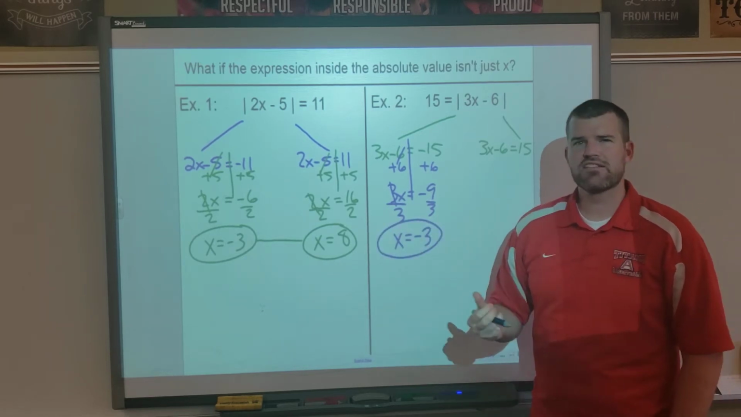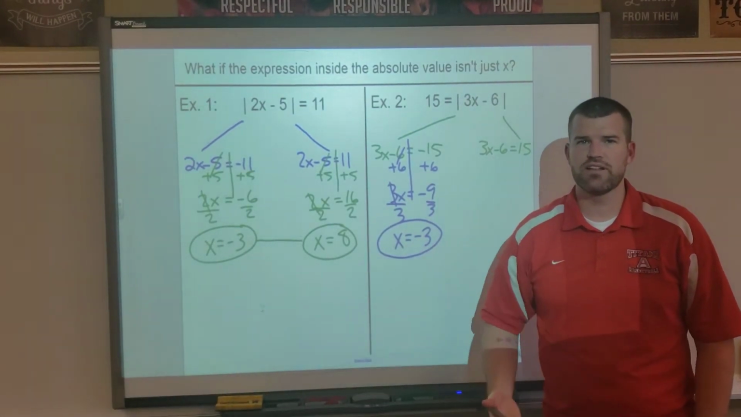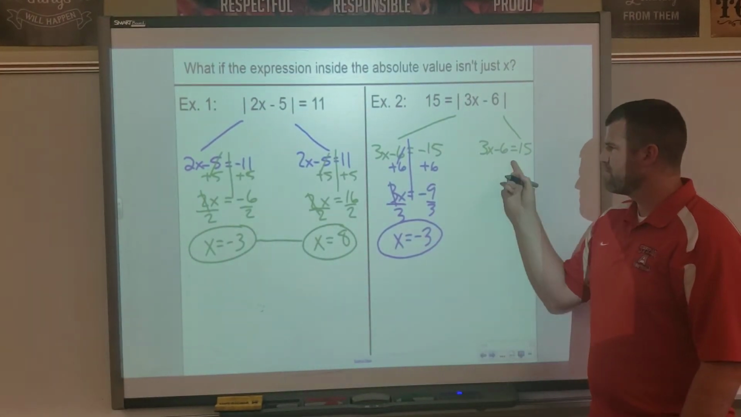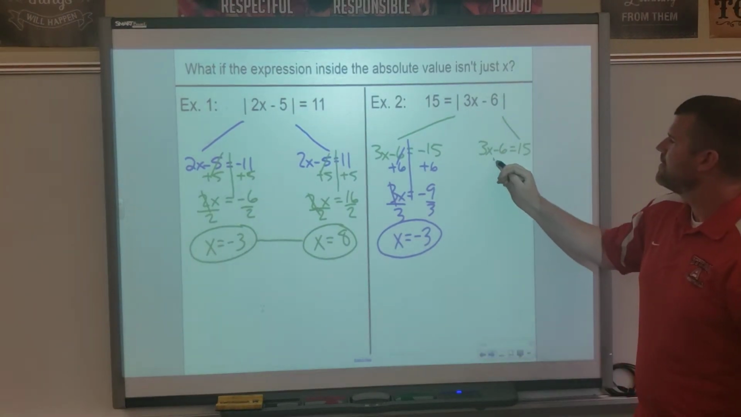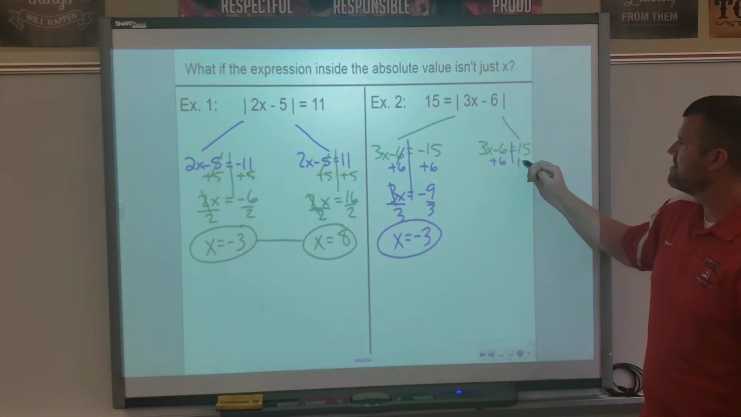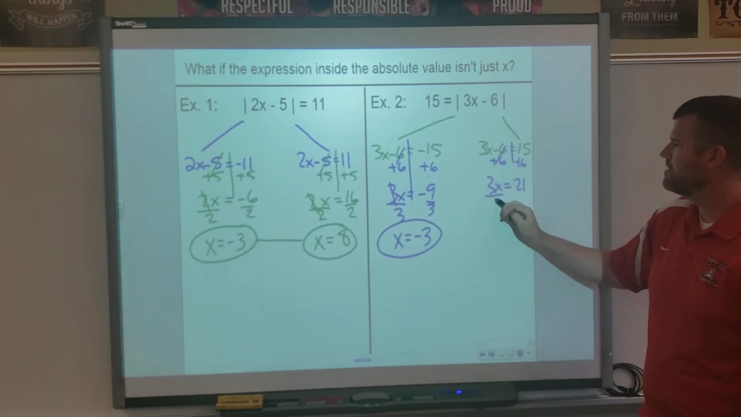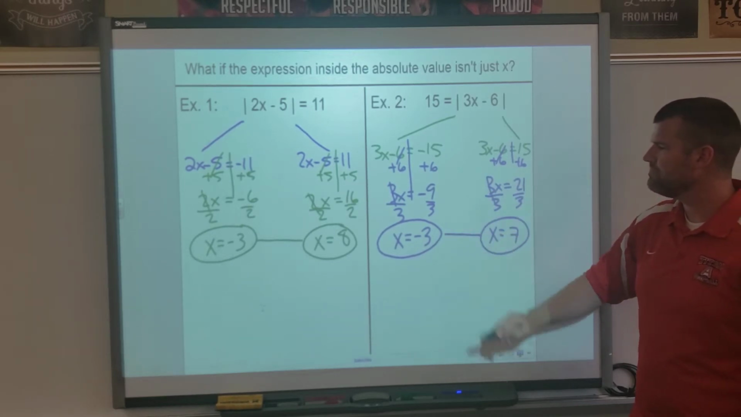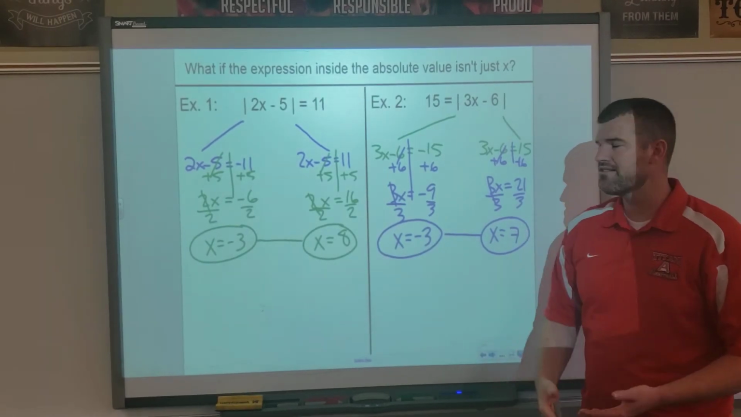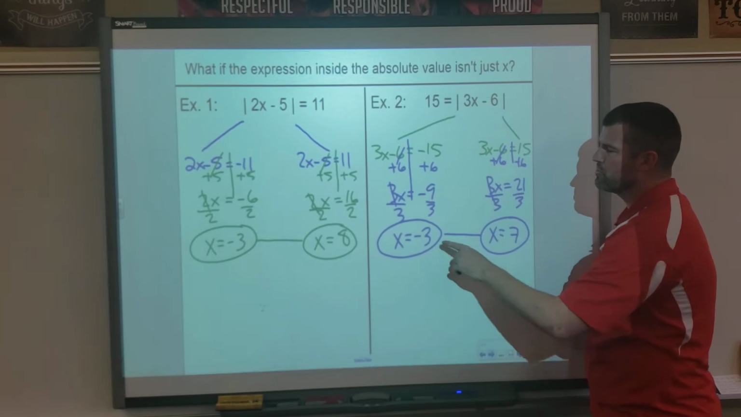You have to be careful because some people, once they get their first answer, they automatically want to say the second one is +3. But as we're going to find out, it's not always just a number and its opposite. This one, if we add 6 to both sides, we get 3x equals 21. Divide by 3, and our other solution is actually +7. Again, what makes those solutions is that if we plug those numbers in, they make the equation true.